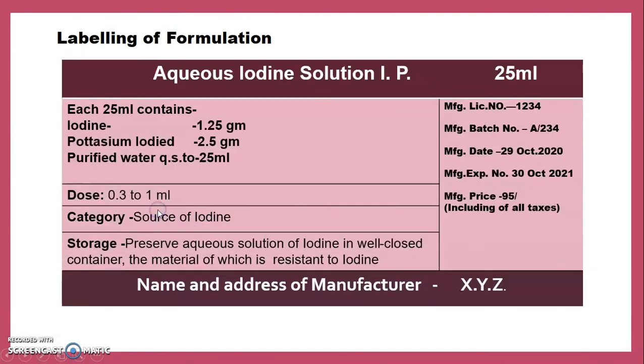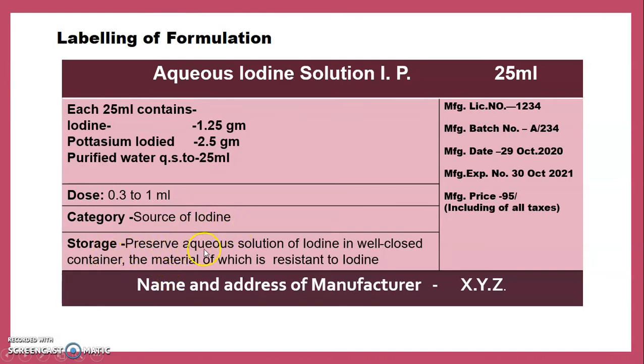This is one of the important parts of any type of experiment. A proper label should be maintained with the name of our preparation, that is aqueous iodine solution IP, then the quantity or volume of preparation, 25 ml. Then the ingredients of the preparation should be mentioned as each 1 ml contains or each 100 ml contains, or whatever volume you have prepared. Here we mentioned each 25 ml contains iodine 1.25 gram, potassium iodide 2.5 gram, purified water quantity sufficient to 25 ml. Then the dose of our preparation is 0.2 to 1 ml. Category: source of iodine. This preparation is used as a source of iodine.